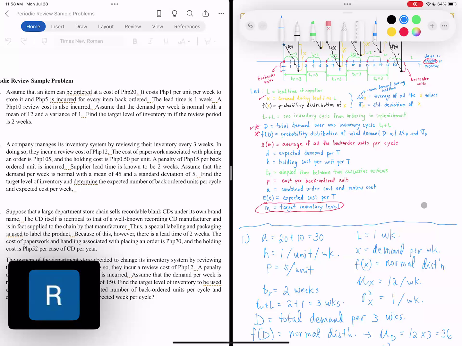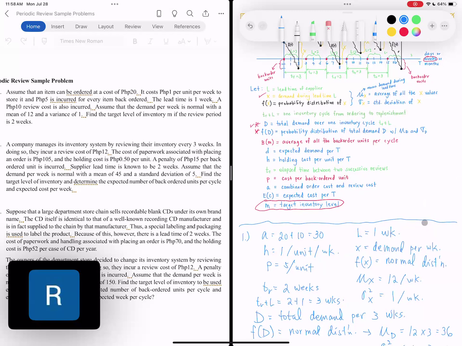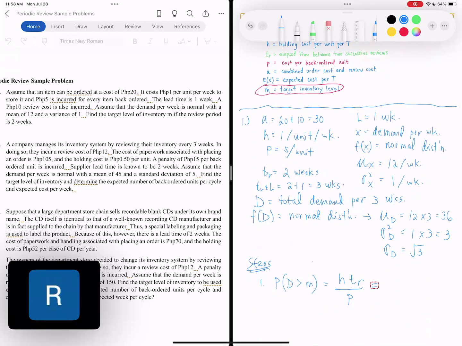So no problem with TR and P. The problem is always how H is expressed in the problem. So we go back. H is here. So that's 1. I substitute, because this is in your PowerPoint anyway. TR is 2.